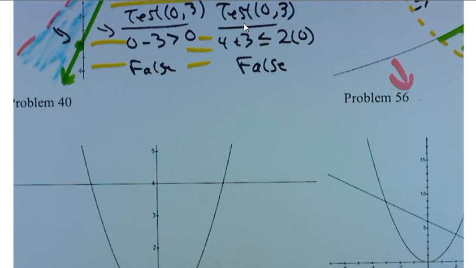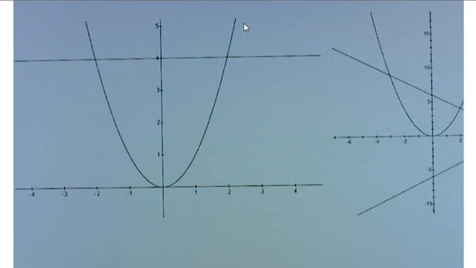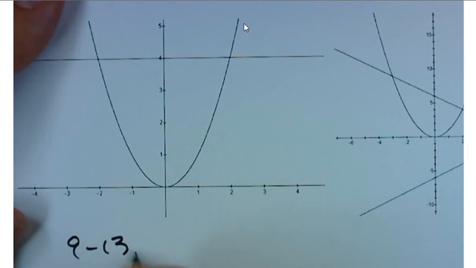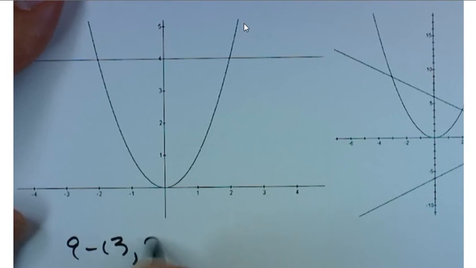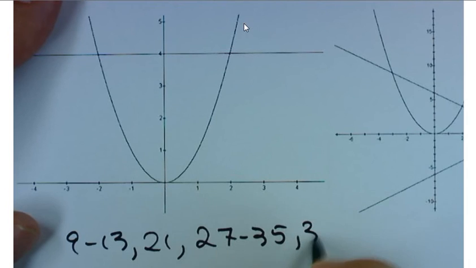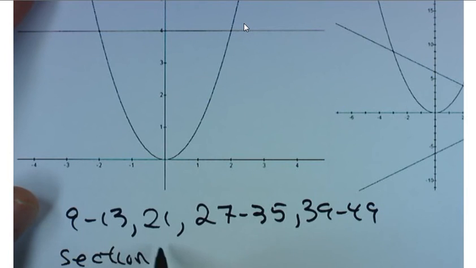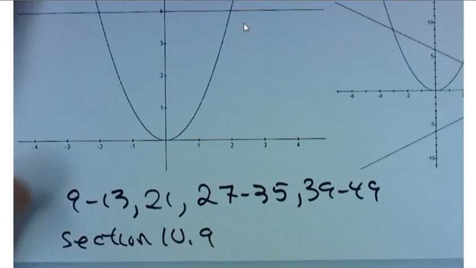Let me give you a couple problems in addition to 40 and 56. Try 9 through 13, 21, 27 through 35, 39 through 49. And that's section 10.9. May sound like a lot, but I'll give you 5 days to work on it.